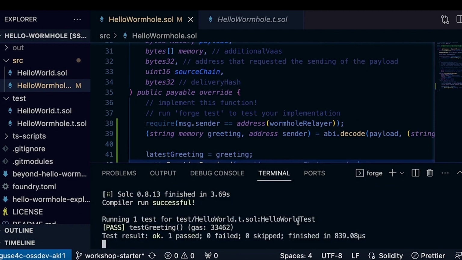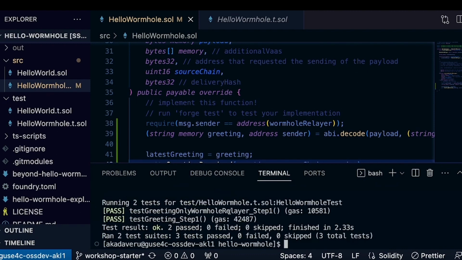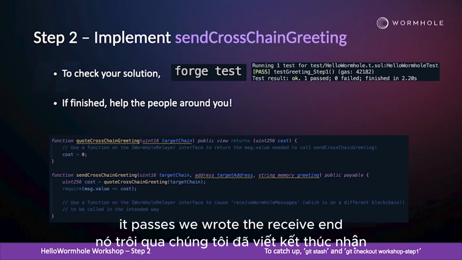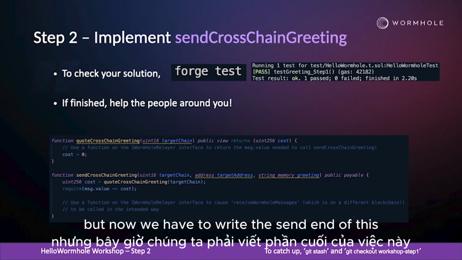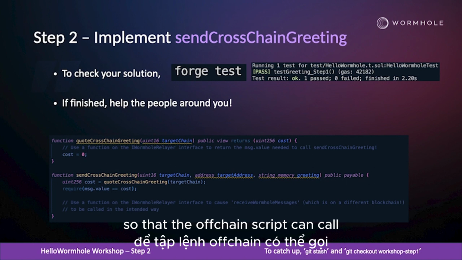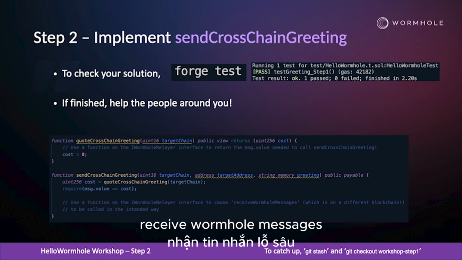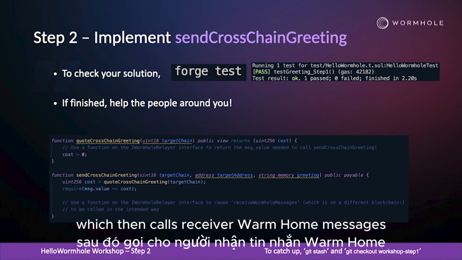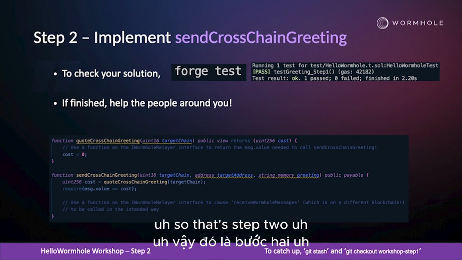And it passes. We wrote the receive end, but now we have to write the send end of this. We need to actually get the payload to be sent so that the off-chain script can call receive wormhole messages, or call the wormhole relayer contract, which then calls receive wormhole messages. So that's step 2.